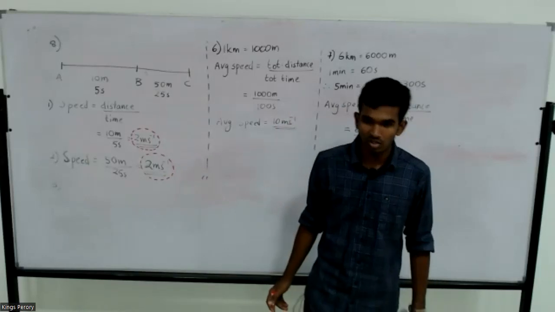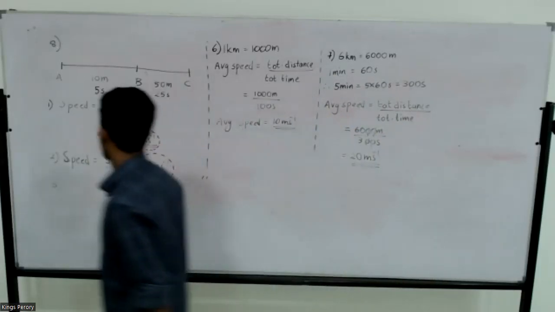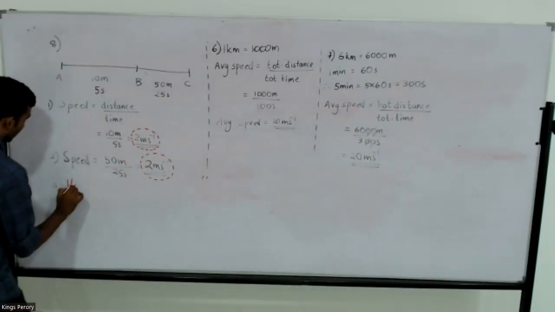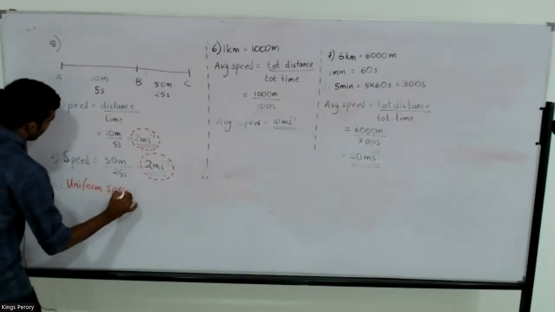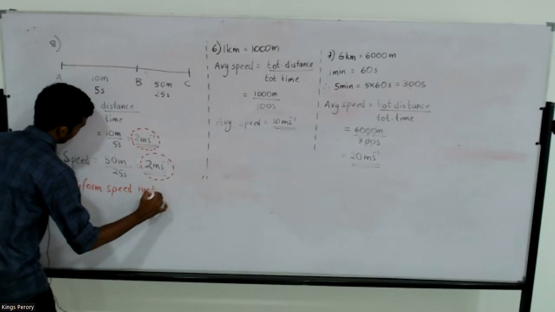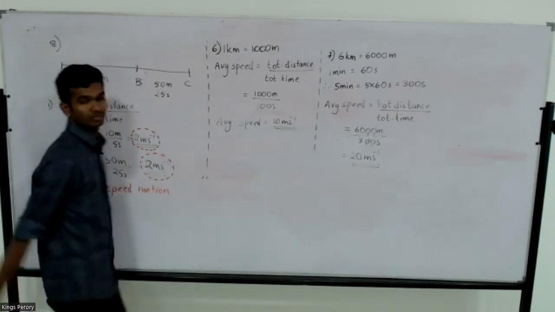Such kind of motion is called what? Constant speed or uniform speed. You can write one of them. Uniform speed motion.